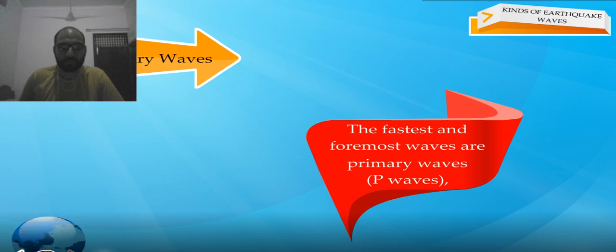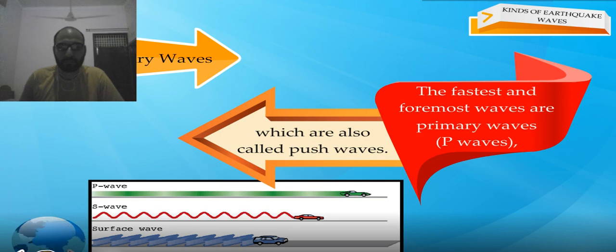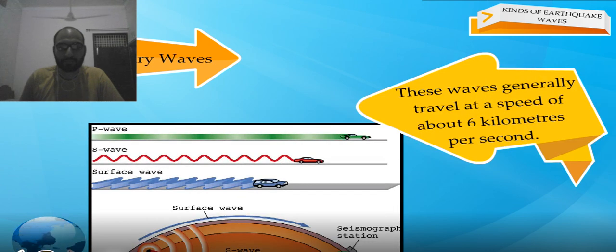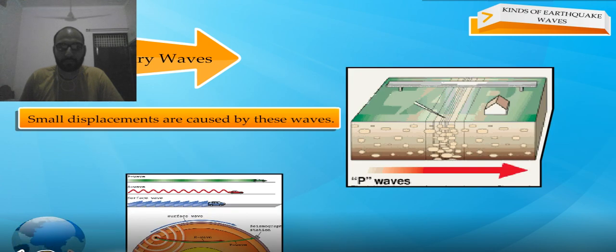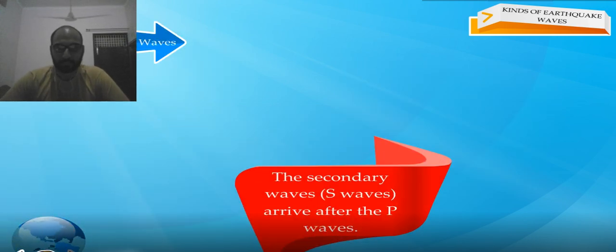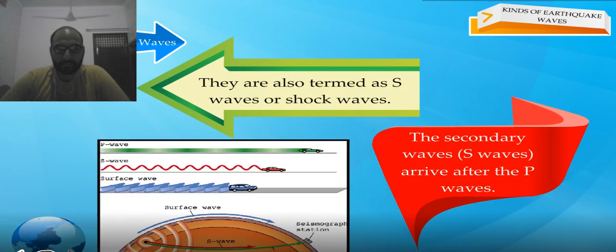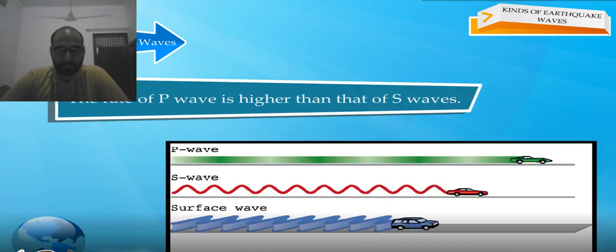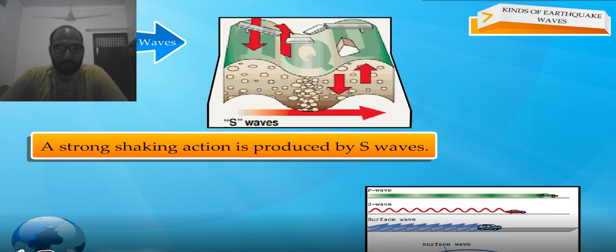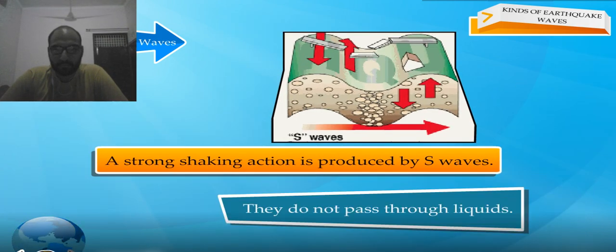A. Primary waves. The fastest and foremost waves are primary waves, that is P waves, which are also called push waves. These waves generally travel at a speed of about 6 kilometers per second. Small displacement is caused by these waves. B. Secondary waves. The secondary waves, that is S waves, arrive after P waves. They are also termed shock waves. The rate of P waves is higher than that of S waves. A strong shaking action is produced by S waves. They do not pass through liquids.